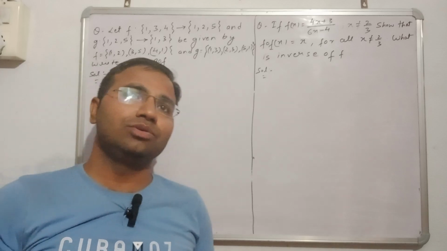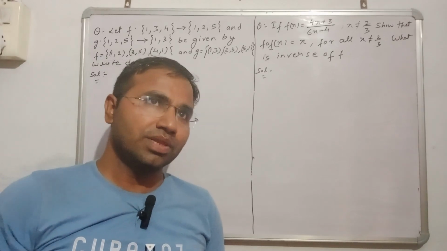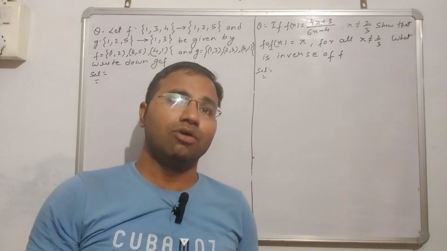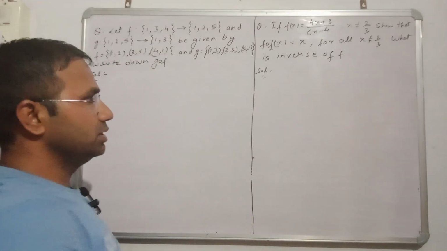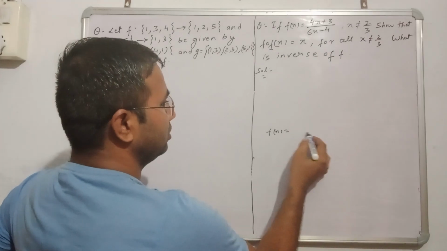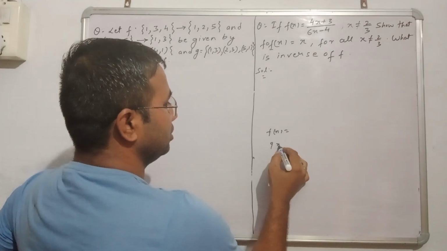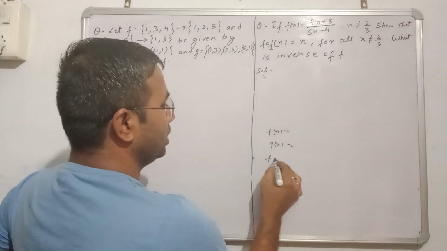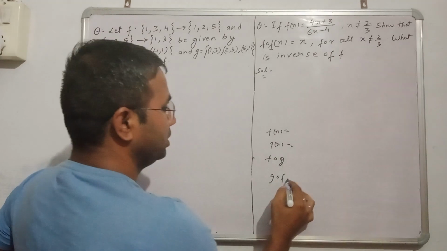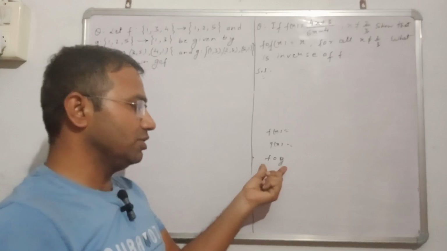So today we are going to learn about the function of a function. It means you have to find the function of another function. Suppose two functions are given, f(x) is equal to something and g(x) is equal to something. Then you have to calculate fog or gof. So this is called the function of a function.